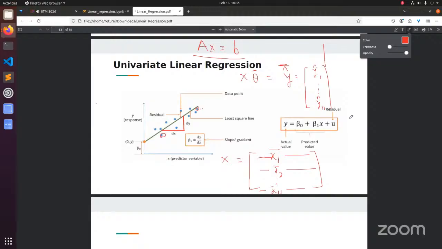Convince yourself, can you see this is correct? So theta bar, theta vector here. x1 bar into theta bar will give you y1 hat, x2 bar into theta bar will give you y2 hat, x3 bar into theta bar will give you y3 hat, and similarly x11 bar into theta will give you y hat 11. Can everyone see this equation?